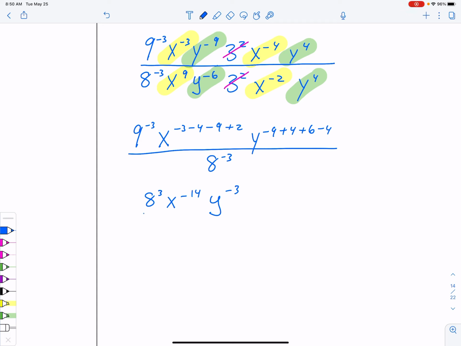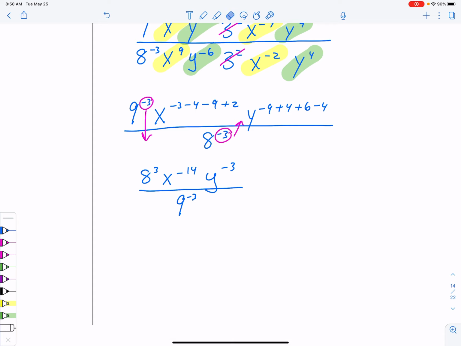And then we moved our 9 to the bottom. So 9 to the negative 3. So just to show that this went down, this one went up. Okay. Oops, and it's no longer negative. It's just 3. 9 to the 3. All right, so then we want to get rid of these negatives. So that means that these two are going to move to the bottom, and we can also expand our 8 to the 3 and our 9 to the 3.